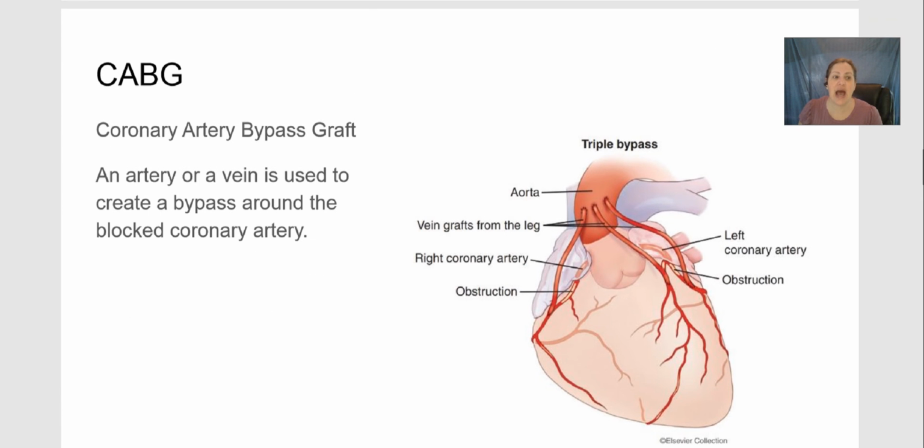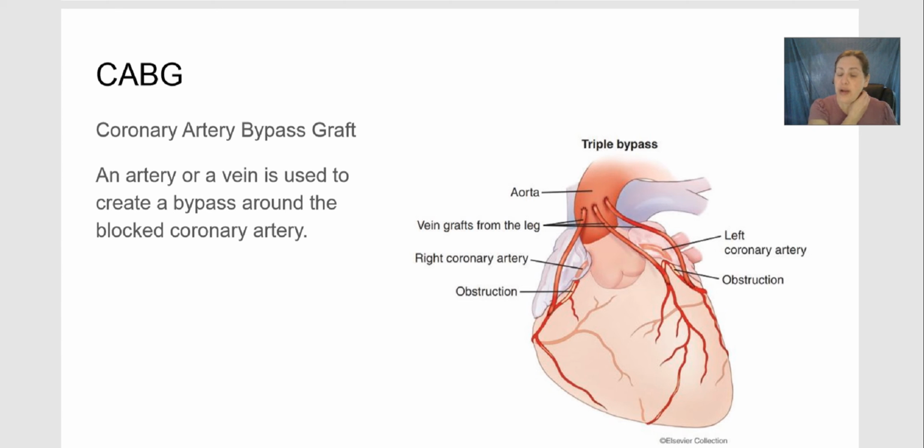The second kind of procedure that gets a little tricky is called a CABG, coronary artery bypass graft. What happens here is that the coronary arteries, which are the ones here on the surface of the heart, the heart's blood supply, get blocked. You may have heard of somebody who had a bypass or double bypass or triple bypass. That's what we're talking about here.